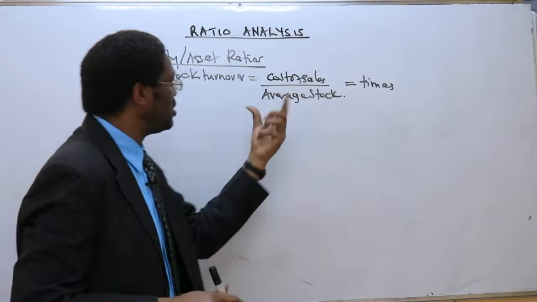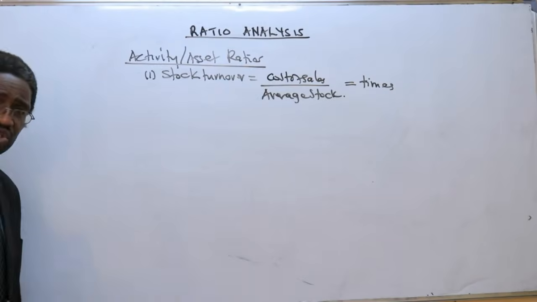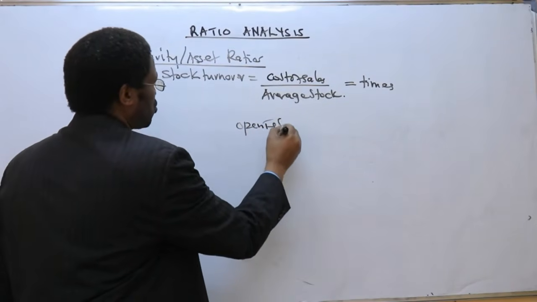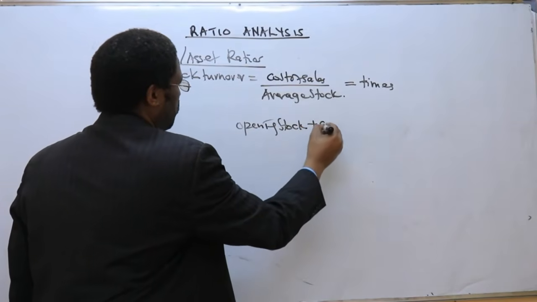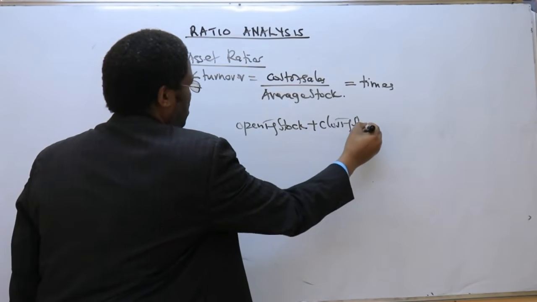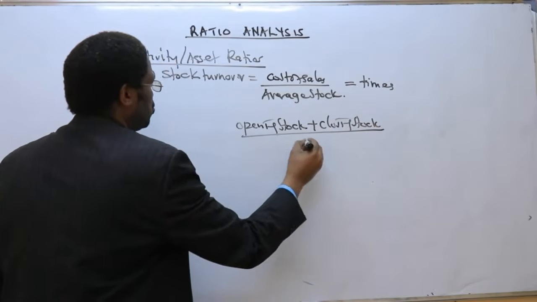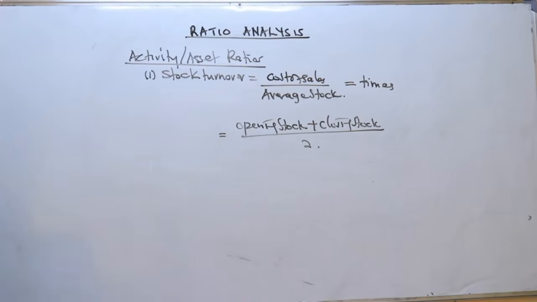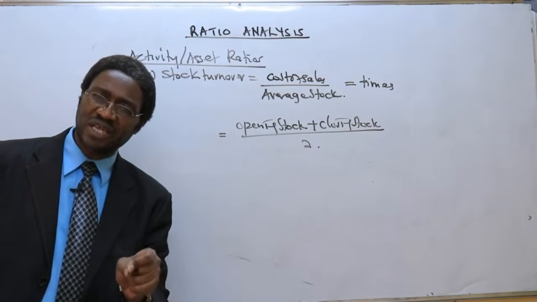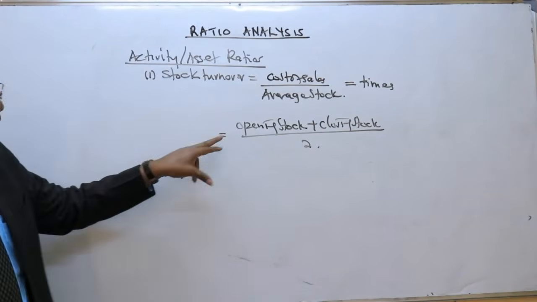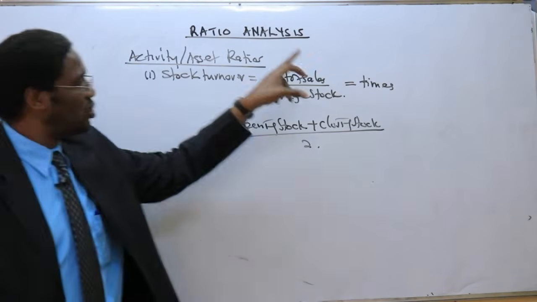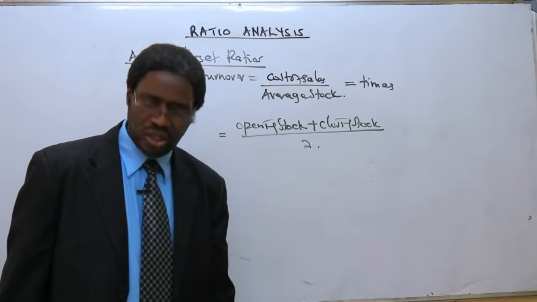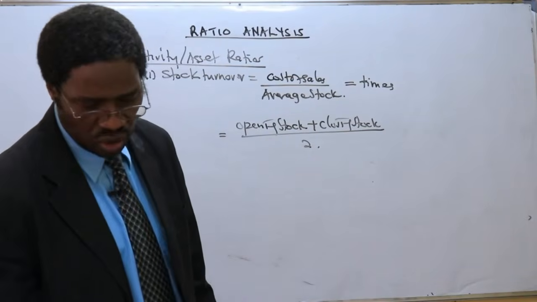Now, to get this average stock, to get the average stock, we shall be taking the opening stock plus the closing stock, whatever it is, and you divide that by 2. That's how we shall be getting the average stock. We take the opening stock of the company plus the closing stock of that company, we divide that by 2, and that will give you what we call the average stock.